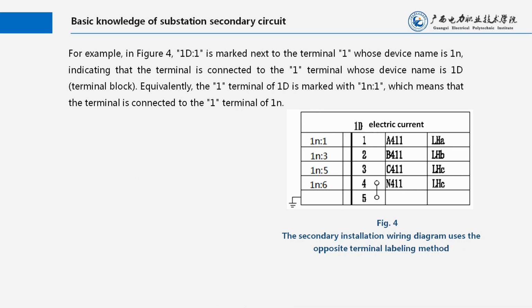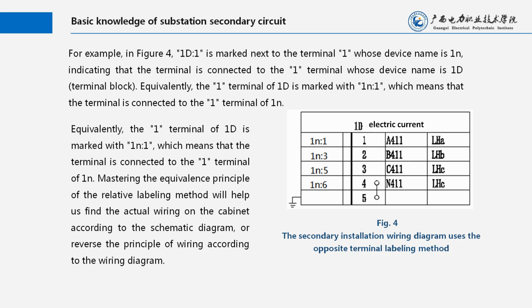For example, in Figure 4, 1D1 is marked next to terminal 1 whose device name is 1N, indicating that the terminal is connected to terminal 1 of the terminal block whose device name is 1D. Equivalently, the 1 terminal of 1D is marked with 1N1, which means that the terminal is connected to the 1 terminal of 1N. Mastering the equivalence principle of the relative labeling method will help us find the actual wiring on the cabinet according to the schematic diagram, or reverse the principle of wiring according to the wiring diagram.